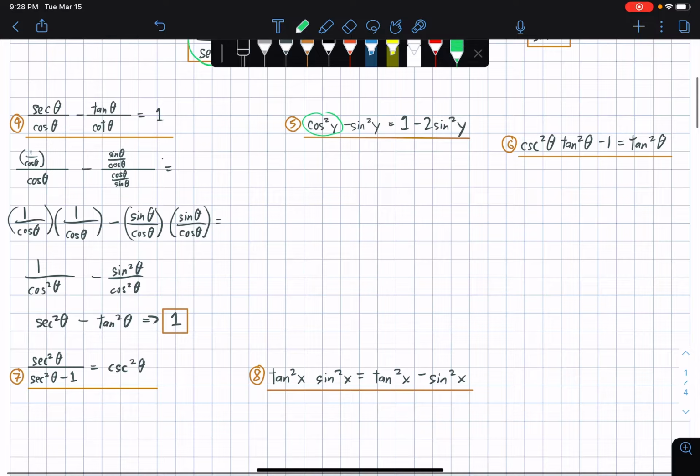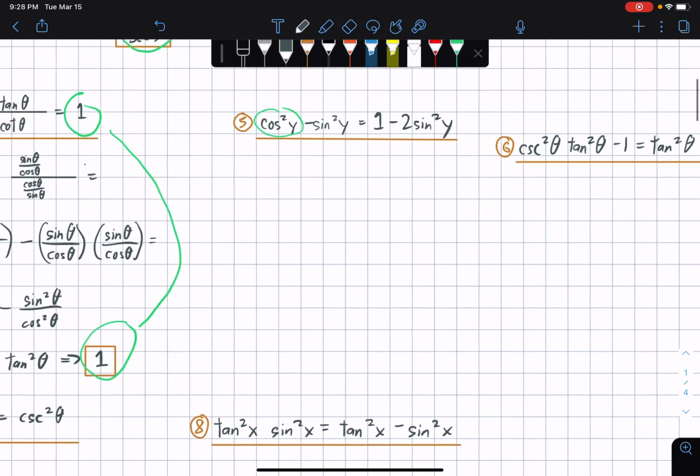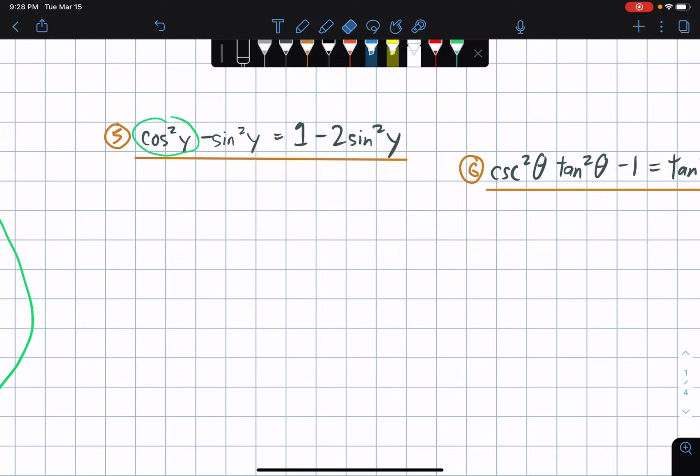So yeah, they are verified. Let's move to number 5. Let's just erase this. Okay, for number 5, we'll be simplifying the left side. Let's see if we could make it equal to what we have in the right side.